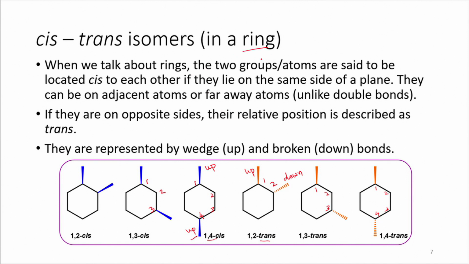The only difference between a double bond and the ring is, in the double bond we always look at adjacent atoms only. But in the case of a cyclic system, it may be an adjacent atom or it may also be far away atoms. So, this is how we represent cis trans isomers in cyclic systems.